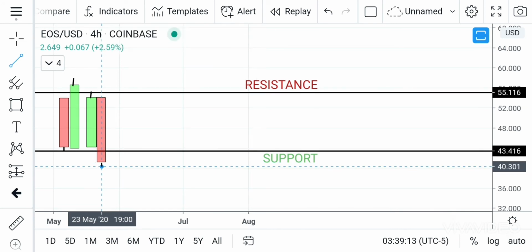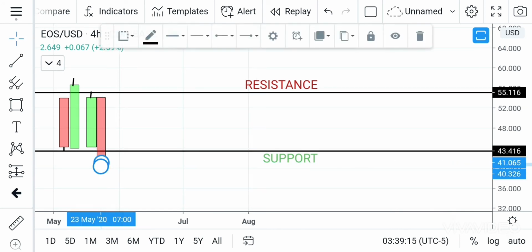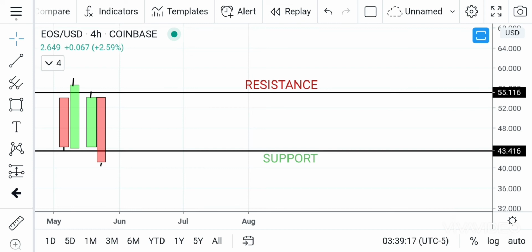So that is how your bullish and bearish engulfing candles form. The bearish engulfing pattern is just the opposite of the bullish engulfing pattern. For the bearish engulfing pattern, you have the bearish candle, the red candle, covering the bullish candle completely. So the next candlestick pattern I'm going to talk about is the piercing pattern.